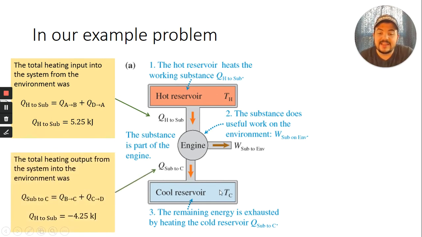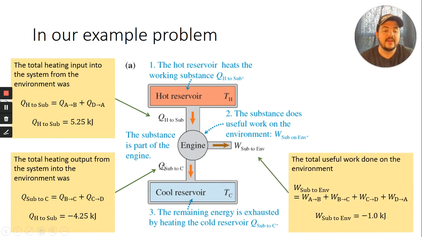We look at the heating that left our system. Well, that happened during B to C and C to D. If you add up those two, you end up with a loss of 4.25 kilojoules of energy through heating. And if you look at the net amount of working that was done, you add up all of the working between each process, some of those were 0, you end up with a negative 1 kilojoule. We sent 1 kilojoule of energy out into the world. And that is the summary of our process.